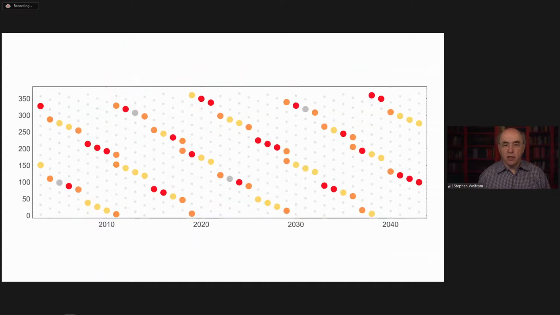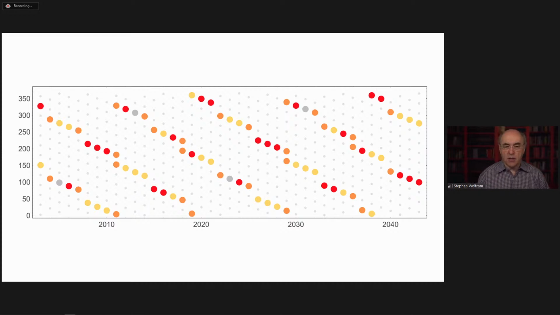Here's a plot for 20 years in the past and 20 years in the future, showing the actual days in each year when total and partial eclipses occur. There's a whole grid of new moons shown in gray, and then places where there are total eclipses shown in red, and a somewhat orderly but somewhat random arrangement of places where there are total and partial eclipses.